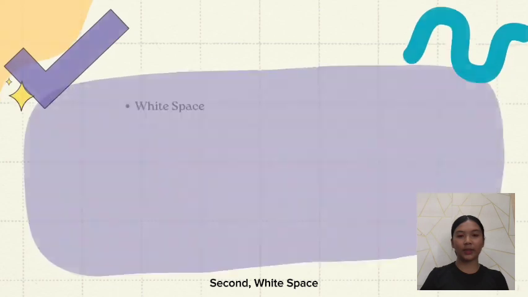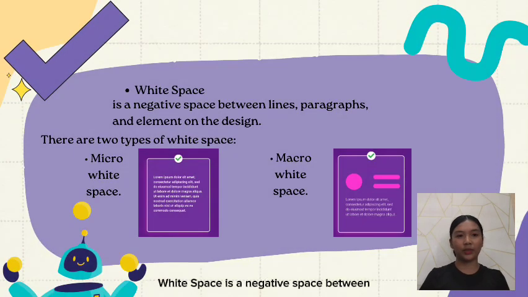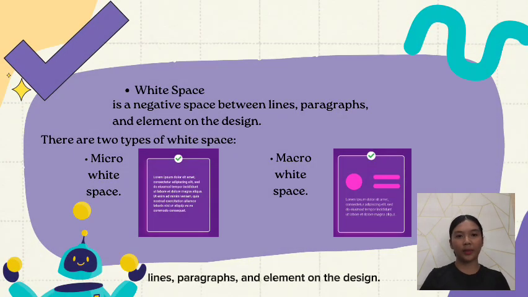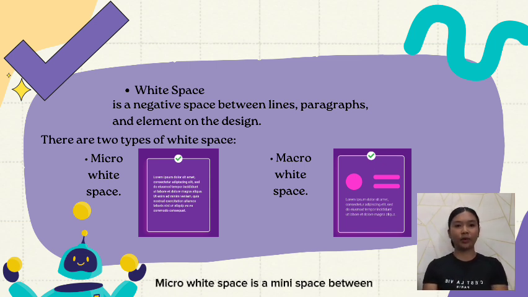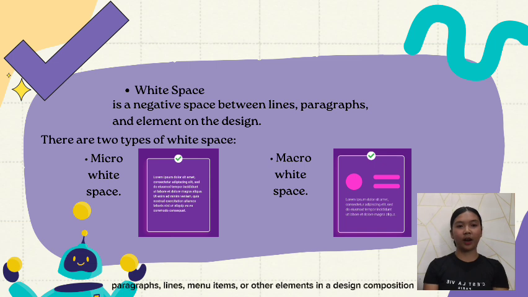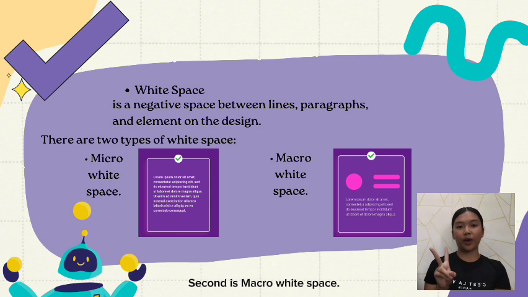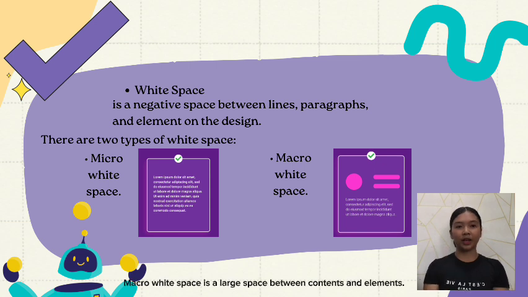Second, white space. White space is the negative space between lines, paragraphs, and elements in the design. There are 2 types of white space. First, micro white space. Micro white space is a small space between paragraphs, lines, menu items, or other elements in a design composition. Second, macro white space. Macro white space is a large space between contents and elements.